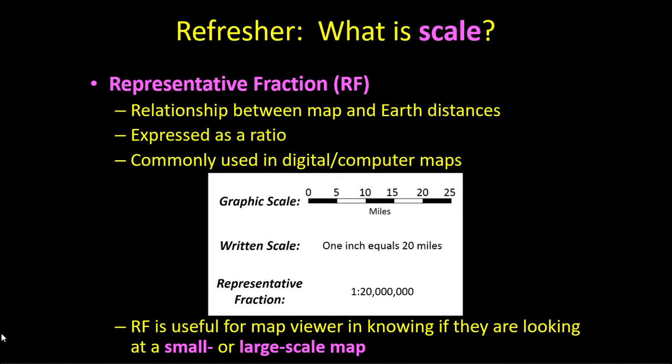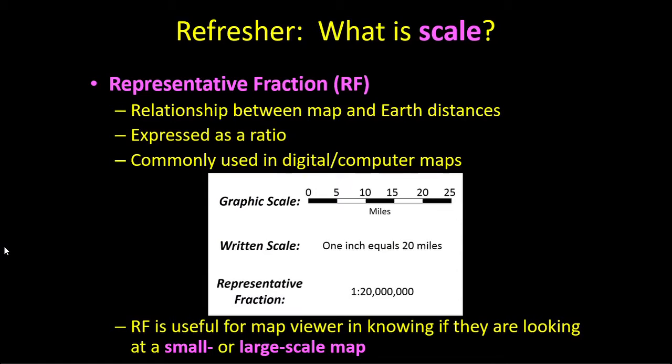Even better, today in computer cartography, the RF scale is pretty much done for us. We don't really have to worry about it. We don't have to figure it out. We don't have to do all the things we used to have to do back in the old days. And once again, RF is expressed as a ratio where you have 1 on the left side of a colon and then another number on the right side of the colon. All this is doing is informing the map viewer of the relation between the map, the left side of the colon, and Earth distances, the right side of the colon.